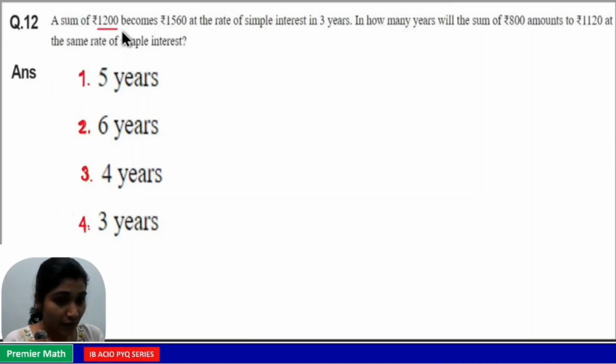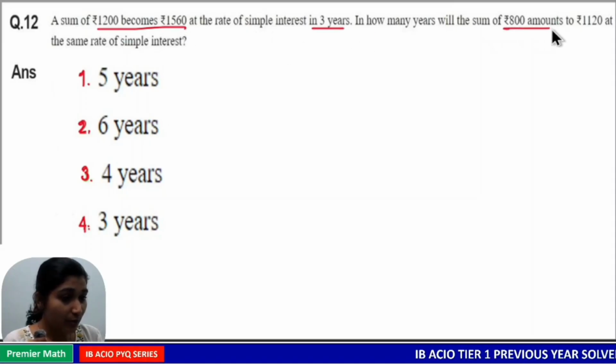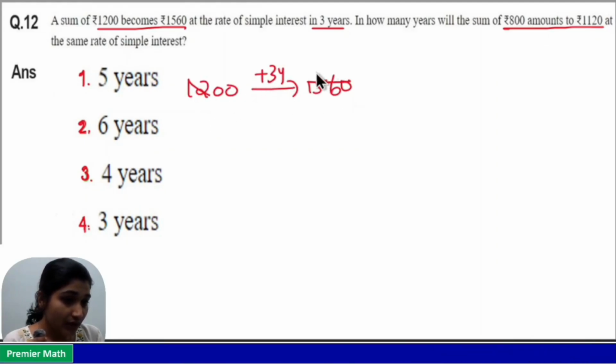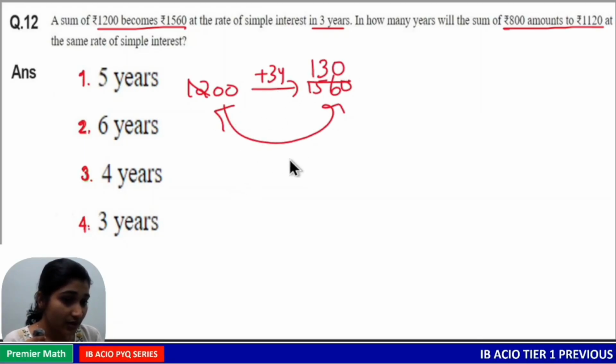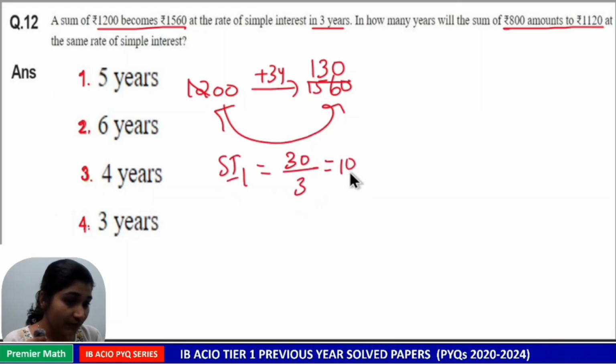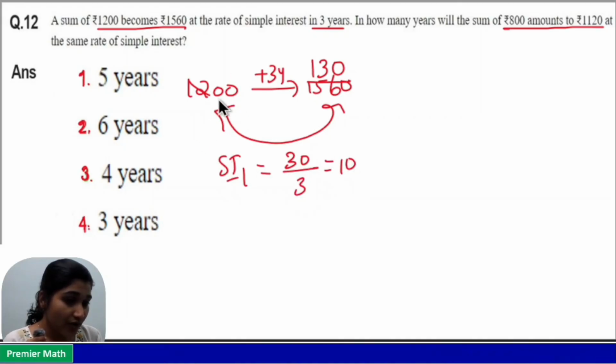A sum of 1200 becomes 1560 at a rate of simple interest in 3 years. In how many years will the sum of 800 amount to 1120 at the same rate of simple interest? Here 1200 becomes 1560 in 3 years. The difference is 360. So 100 rupees principal becomes 130 rupees in 3 years, meaning the simple interest generated in 3 years is 30 rupees. Then in 1 year it is 10 rupees. 10 rupees generated out of 100 rupee principal in 1 year means the rate is 10%.